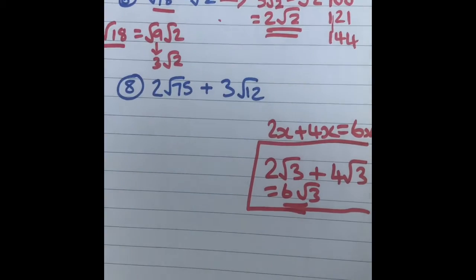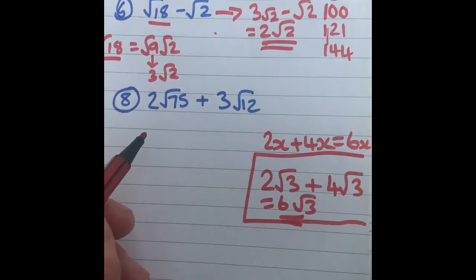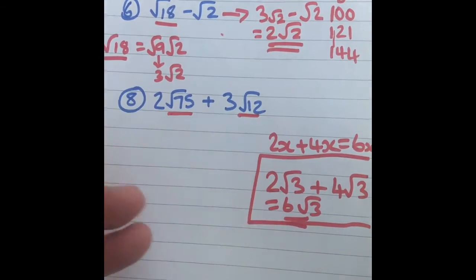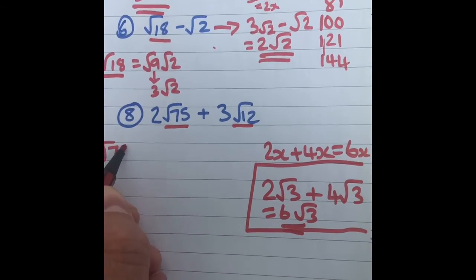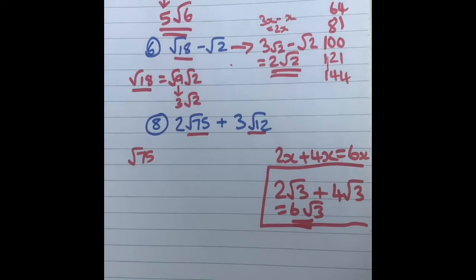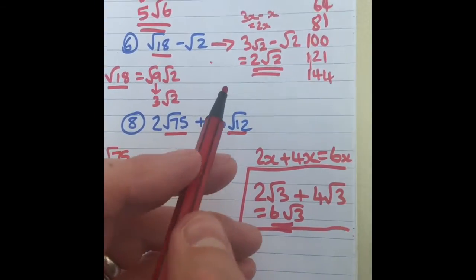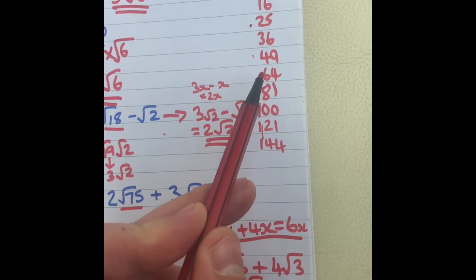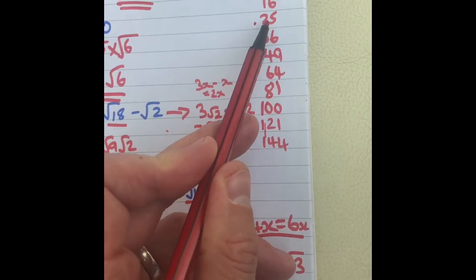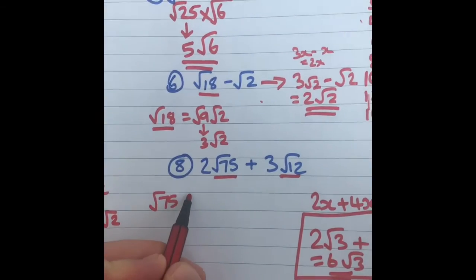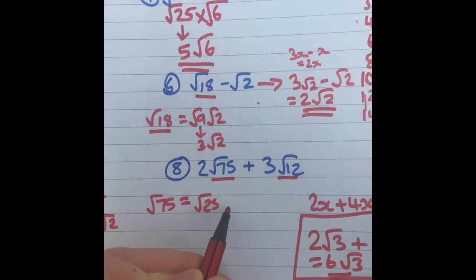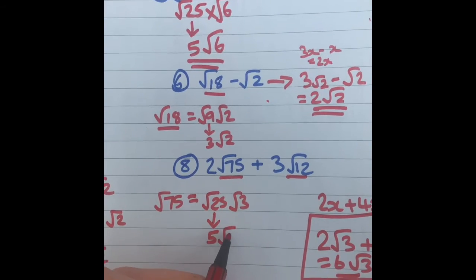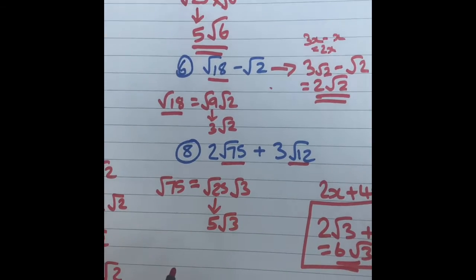And the last one. So this time you've got numbers in front. You've got to be really careful with the numbers. Let's do these two first. Root 75. So root 75, what goes in? Start here. That doesn't go in. Again, it's got to be a number that ends in 5 or 0. So the only one that goes in is 25. So root 75 is root 25 times root 3. Root 25 is 5. So root 75 is 5 root 3.